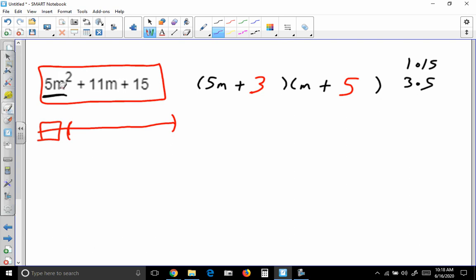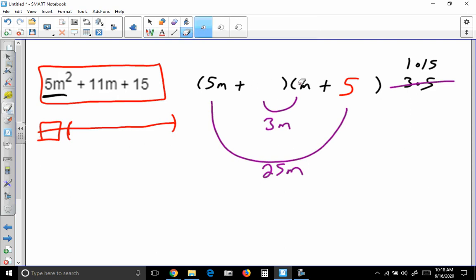5m times m is 5m squared. 3 times 5 is 15. And if we check our inner product and our outer product, that's not going to work. 3 plus 25 is 28, not 11. So there was only one way we could have arranged the 3 and the 5, and in this case, it doesn't work. So let's try the 15 and the 1.